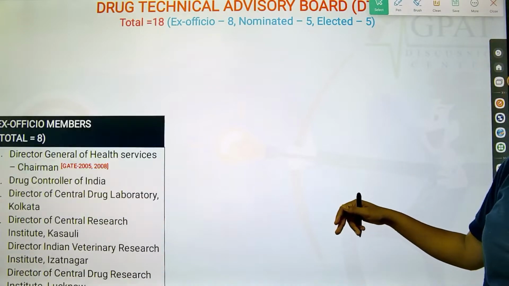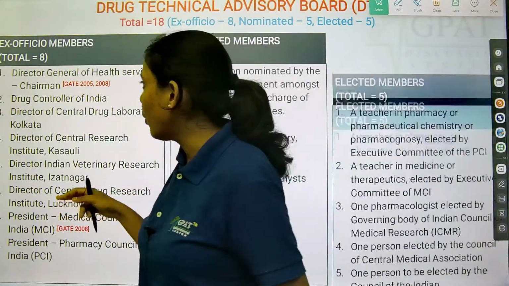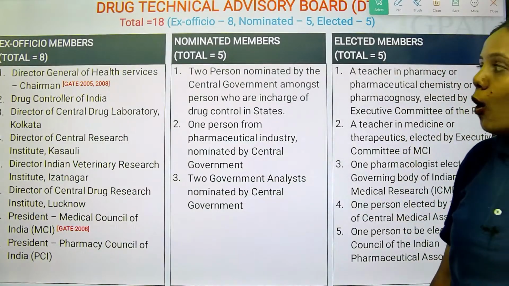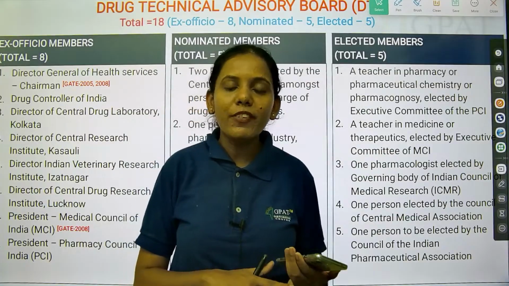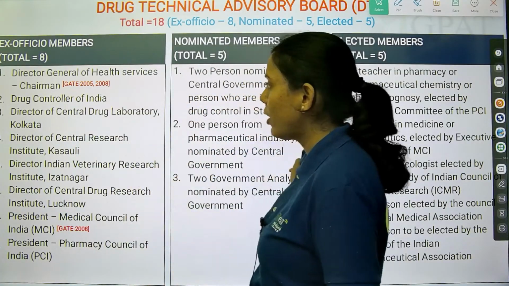If you see, total 18 members are there. And also important is who is the chairman. Okay. So ex officio 8 members are there, nominated 5, elected 5. Who is the chairman of DTAB? Director General of Health Services. How will you remember? Health. Health is important. So that is the chairman, Director General of Health Services.